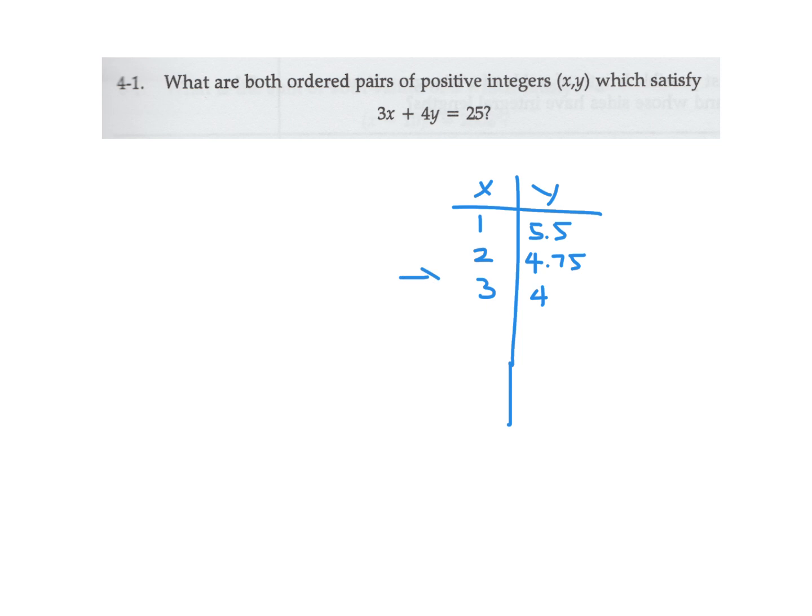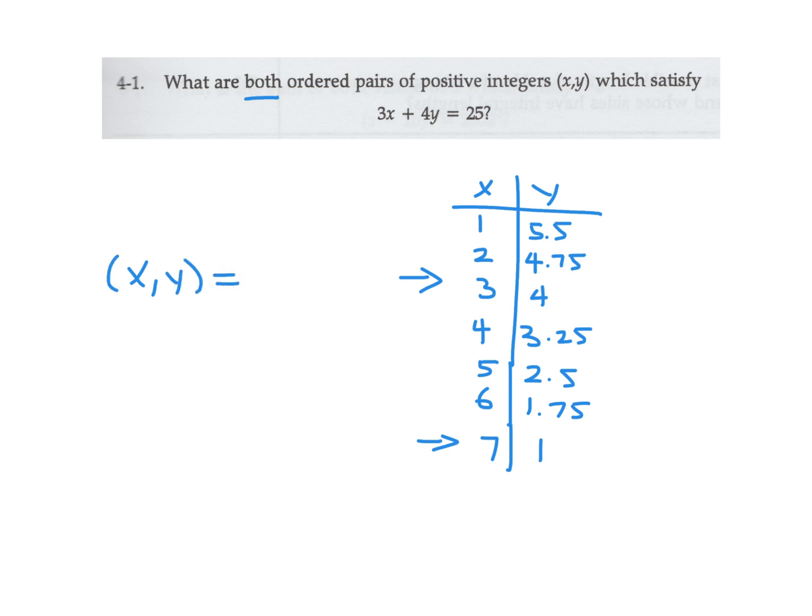So we got 1, and they're saying there's 2 since they're asking for both. When x is 4, we have 3.25. When x is 5, we have 2.5. When x is 6, we have 1.75. When x is 7, we have 1. So there we go. So the two ordered pairs of x, y that satisfy that equation are 3, 4, and 7, 1.